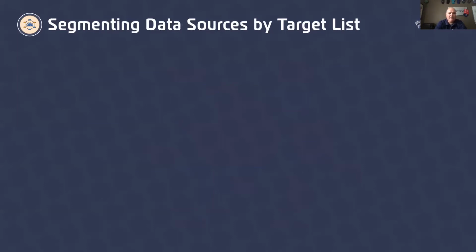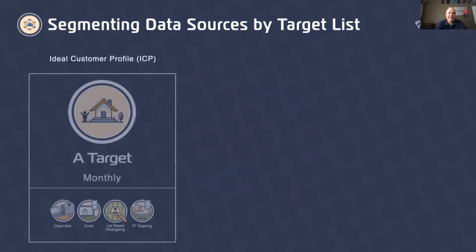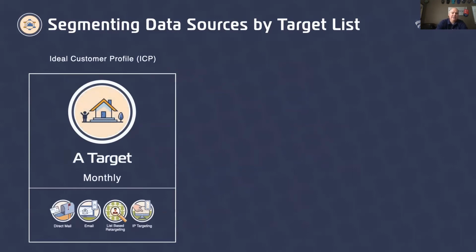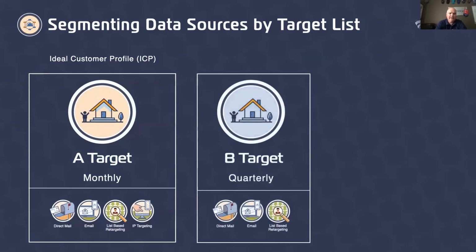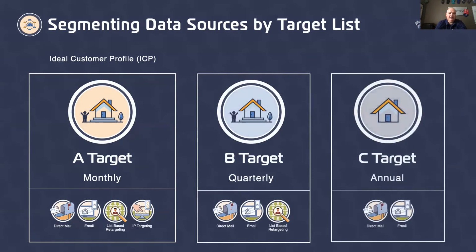All right. We also recommend segmenting your target list. First up, we're going to talk about segmenting by your ICP. ICP stands for ideal customer profile. What we like to do is segment into A, B, and C targets. A's, we like to hit on a monthly cadence. B's, we like to hit on a quarterly cadence. And C's, we like to hit on an annual cadence.